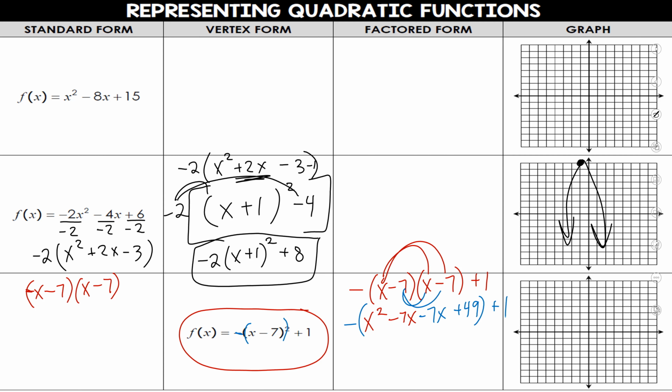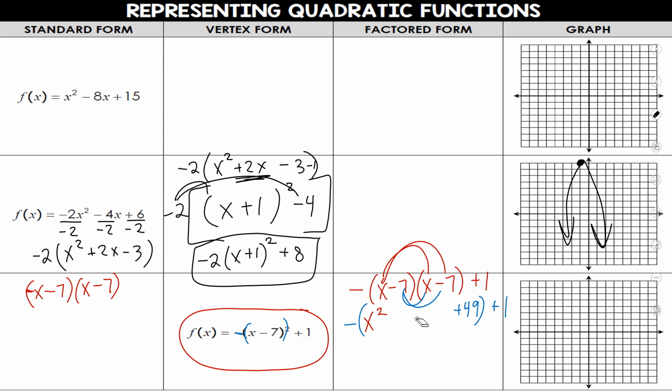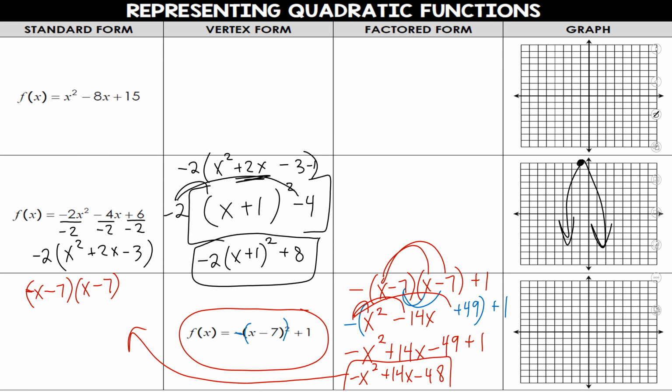Now just distribute that negative. Actually, can we combine the middle? So -7x minus 7x, this will be -14x. So let's combine like terms. Now you just distribute the negative in. So this will be -x squared, positive 14x, minus 49. This negative will go to everything. And then you have to add a +1. So then your final would be -x squared plus 14x minus 48. Oh, there's a negative right there. So this would be your standard form that goes in this box.